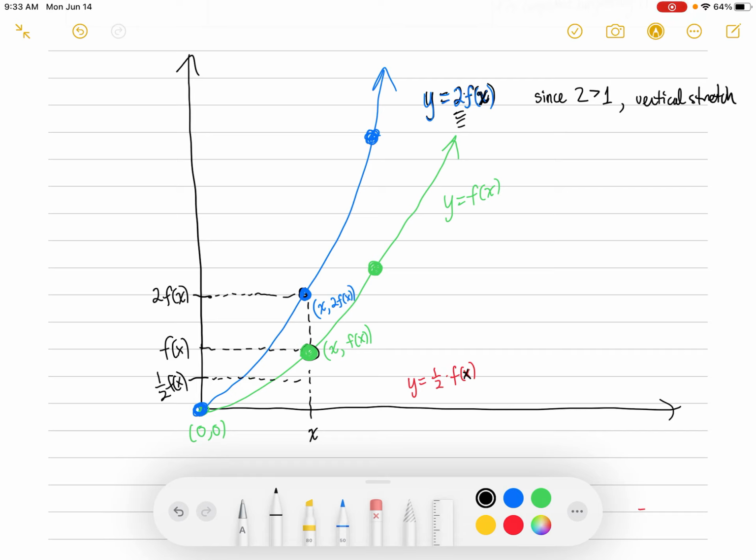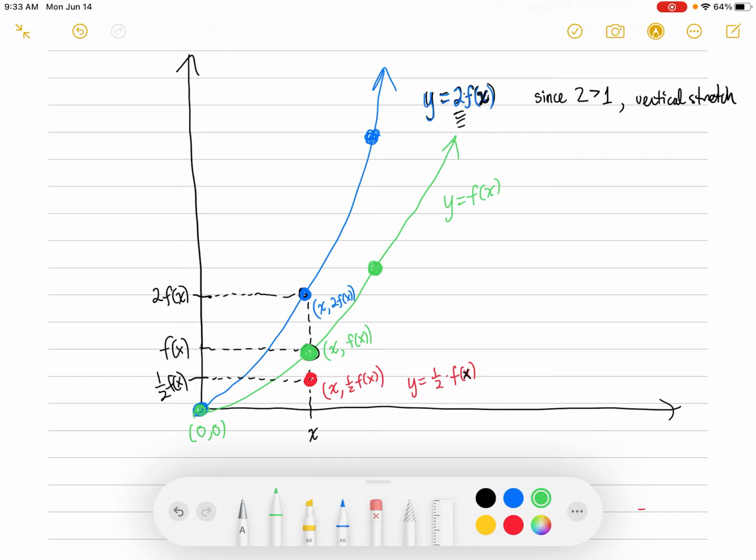That would be right here. 1/2 f of x would be here on the y-axis. And if we put these together, our red point would be right here. So what have we done? Let's write it down: we put in x for an input and 1/2 f of x for an output. So we've only halved the y value. We haven't done anything to the x value, but we've halved the y value.